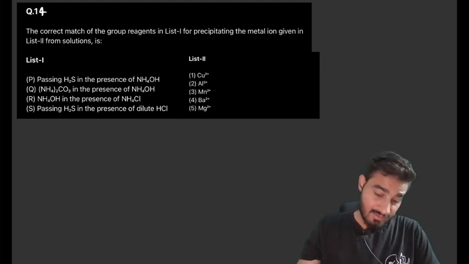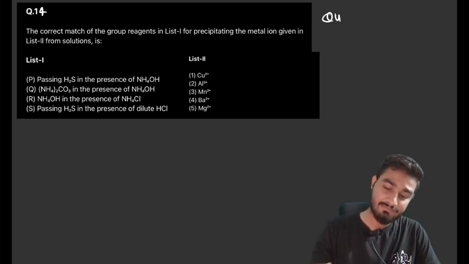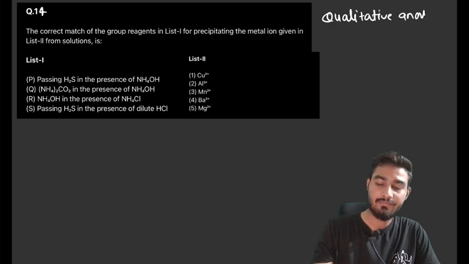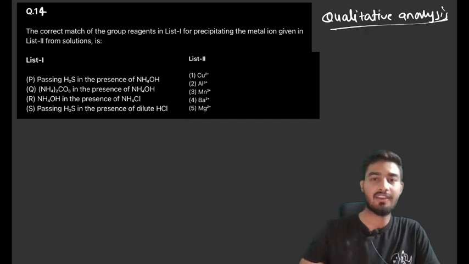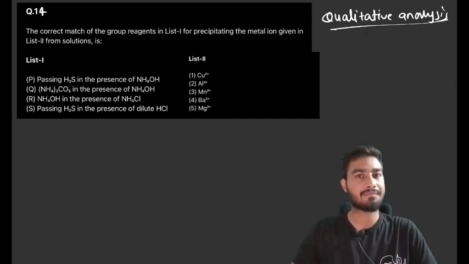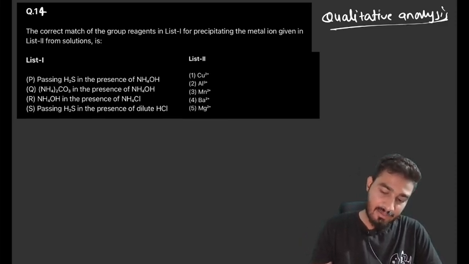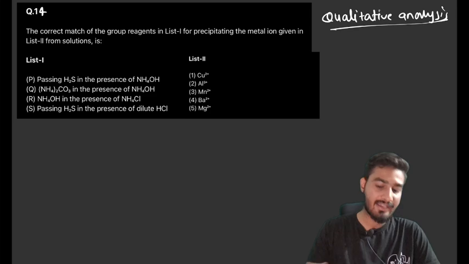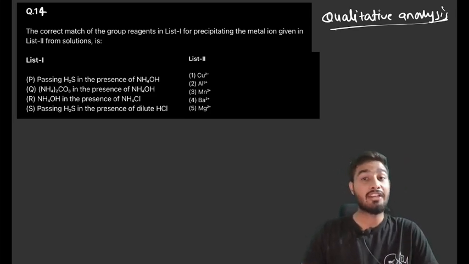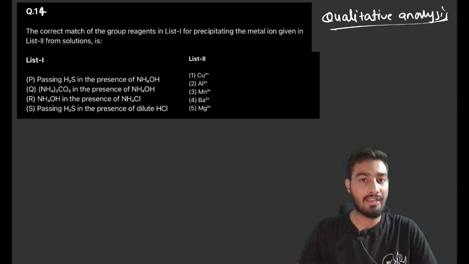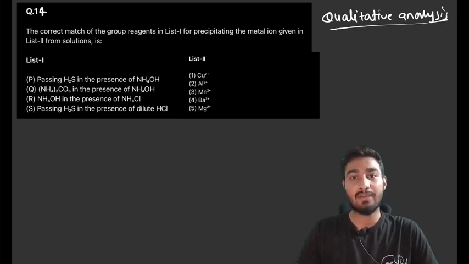The correct match of the group reagent. Qualitative analysis. Every student is afraid of this chapter. It says the group reagent in list 1 is for precipitating the metal ion given in list 2 from the solution. In qualitative analysis anything can be asked, but what they have asked is the direct group reagent, group test.